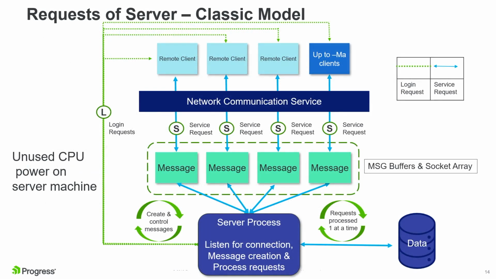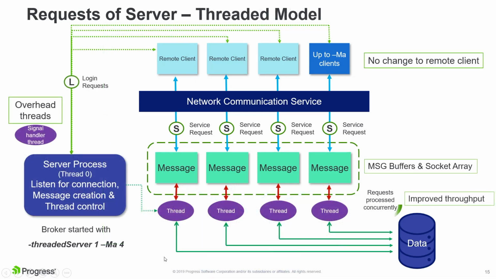Here's a picture that shows how server requests have been handled up through 11.7. You can see that the messages for the database all report to one server process. It spends a lot of time controlling traffic. In the new model, the server process is only required to manage parallel requests to the data. This is a much more efficient model because the server process is no longer a limiting factor.